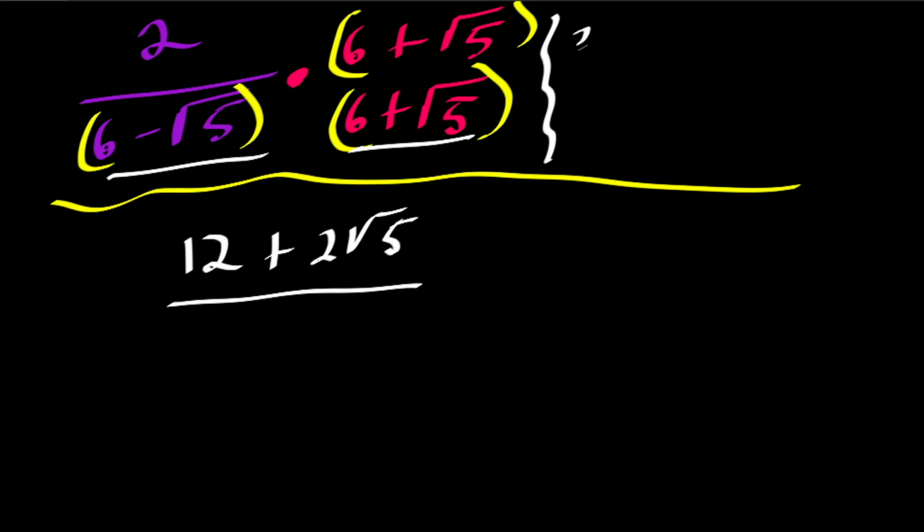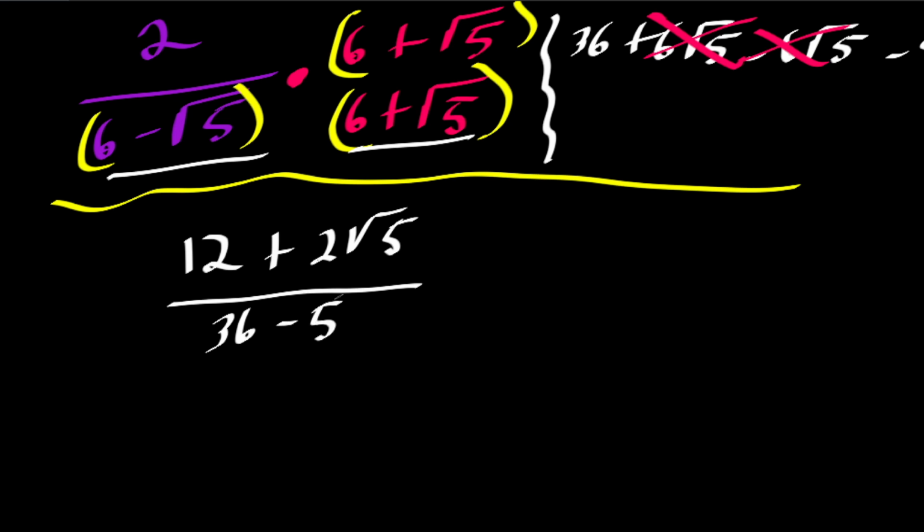6 times 6 is 36, plus 6 times the square root of 5, which is 6 square root 5. Then we're going to do negative radical 5 times 6, which is minus 6 radical 5. And then we've got negative radical 5 times itself, which is going to be minus 5. So if you notice, the middle part is going to go away. 6 radical 5 minus 6 radical 5 is 0. So we're left with 36 minus 5 on the bottom.